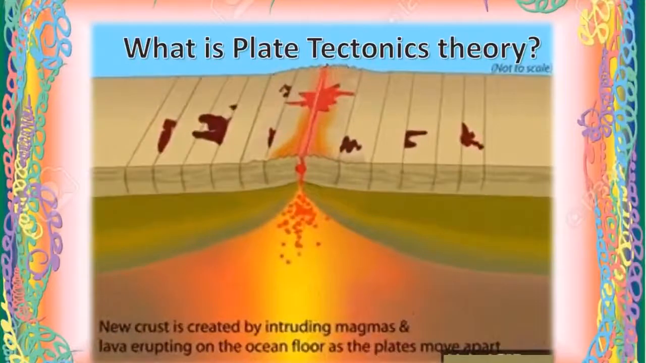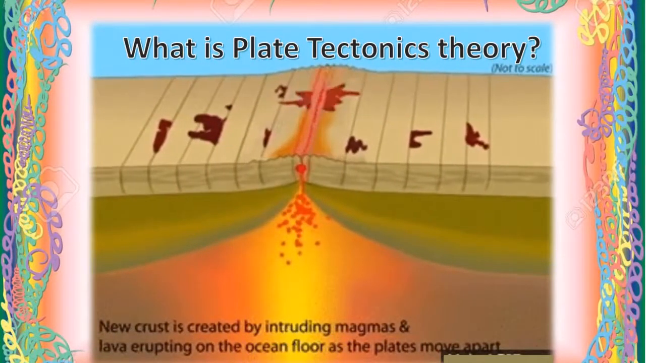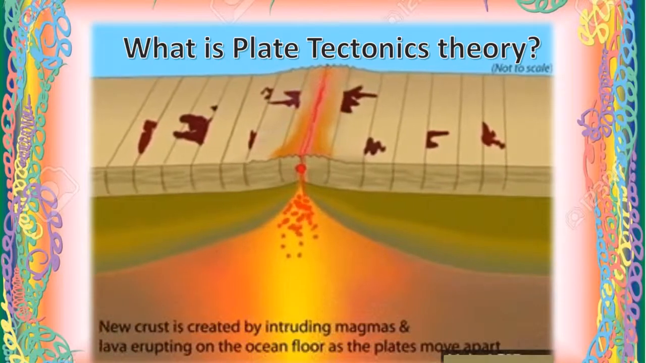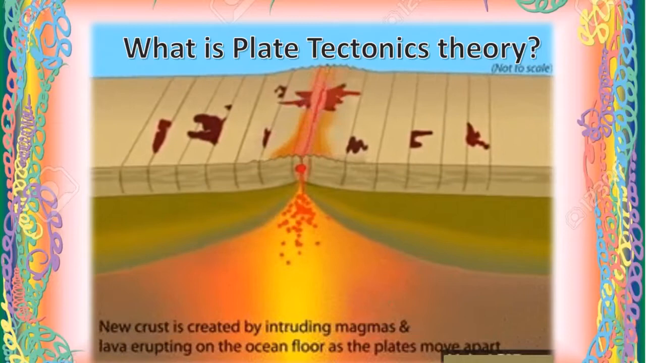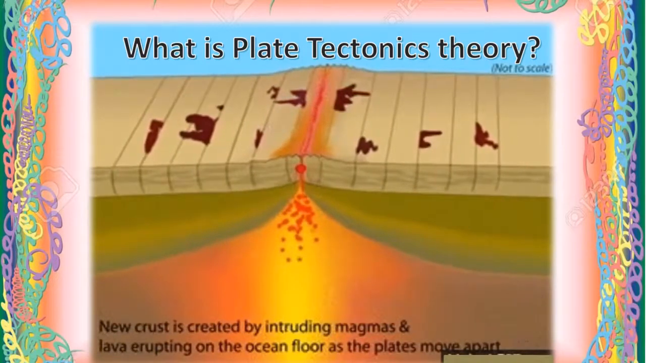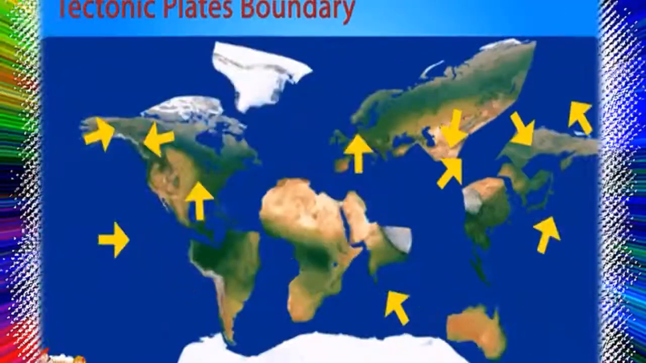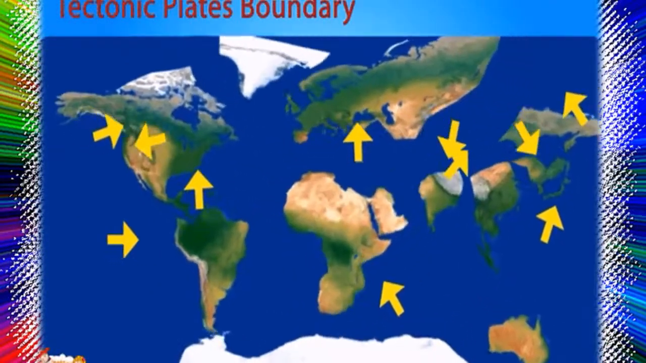So, what is plate tectonics theory? The theory of plate tectonics. The basic theory of plate tectonics is that along seafloor spreading zones, the continents are separating from one another. As they spread apart, magma comes to the surface and becomes new continental crust. As the tectonic plates move away from spreading zones, they collide with one another.